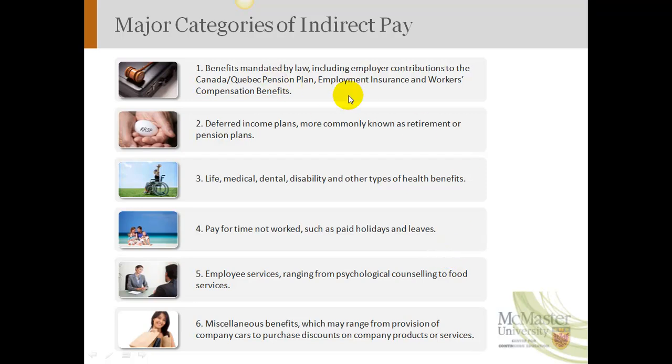Now, some of the major categories, we've already talked about this earlier, but the mandatory plans, which are CPP, EI, and workers' comp, deferred income plans, which could be pension plans, your health care benefits, including long-term disability, vacation plans, sabbaticals. Employee services might range from EAP counseling, employee assistance counseling, to food services. So again, sometimes they have cafeterias. There's some companies that have cafeterias within the company, and they offer healthy menu choices, that kind of thing to promote good health amongst employees.